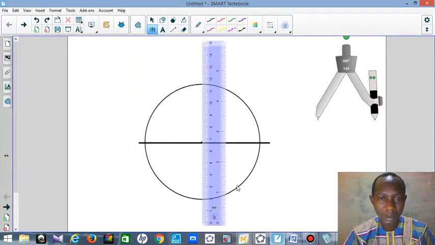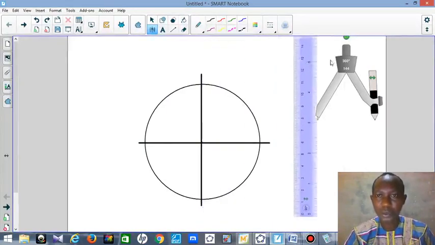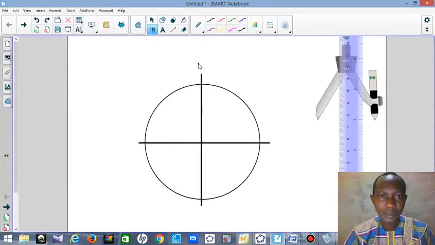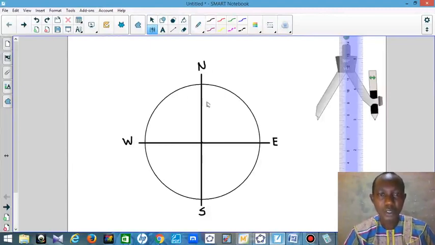Take your ruler, get a neat straight line to represent the north and the south pole. Okay, so you label this place as the north pole, then you label here as the south. You just want to see this in your exam booklet. WAEC follows their marking scheme, so you can see. So you have your north and south pole.